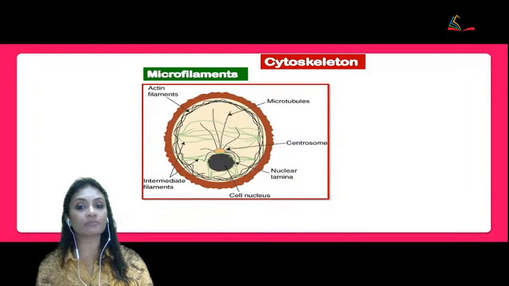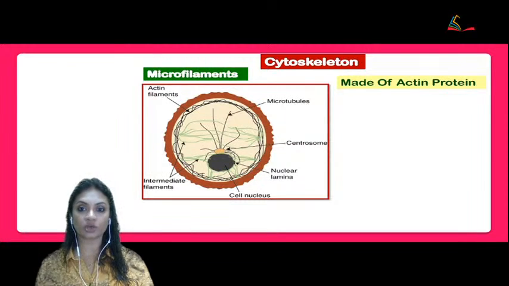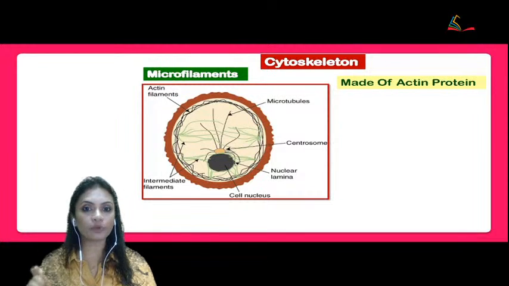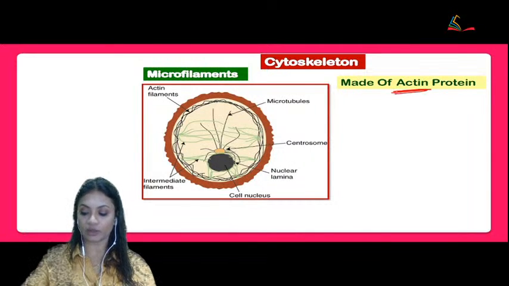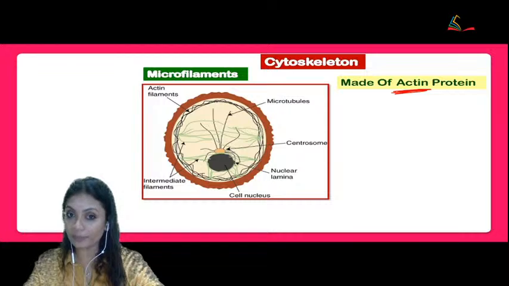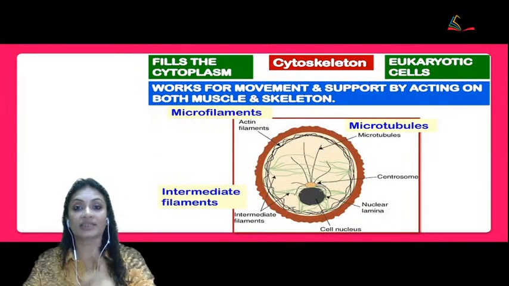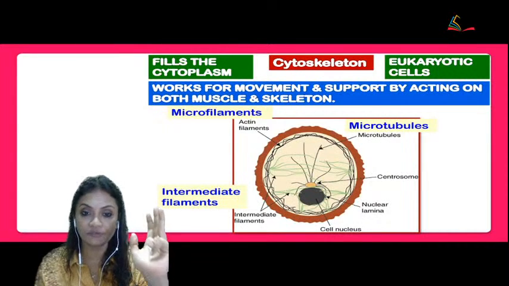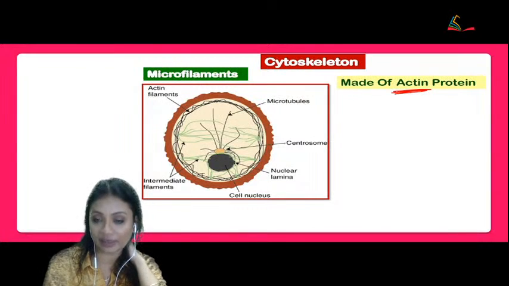Now, these microfilaments are made up of a protein, and that protein is called actin protein. Remember, the cytoskeleton has to be made up of a protein. Which protein makes up the microfilaments? A protein called actin protein. So the cytoskeleton has 3 parts. The first part is called microfilaments, the second part is called microtubules, and the third part is called intermediate filaments. Talking about the microfilaments, first of all, it's made up of actin protein.